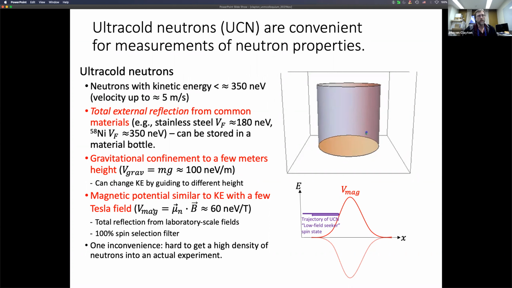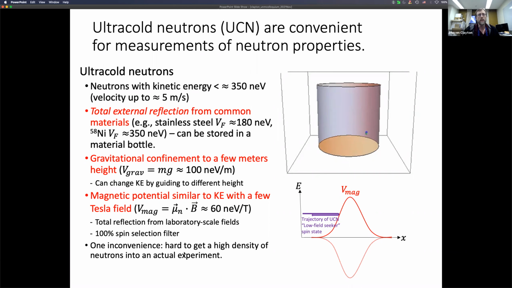The third kind of coincidence, I guess, is the magnetic potential is similar to kinetic energy with a few Tesla fields, so easily achievable fields in the laboratory. And that's due to this mu.B interaction of 60 nanoelectron volts per Tesla. So you can get total reflection from laboratory scale fields of one spin state, and then you get total transmission of the other spin state. So you can basically do a 100% spin selection filter.